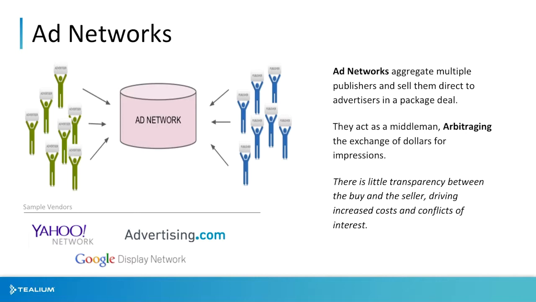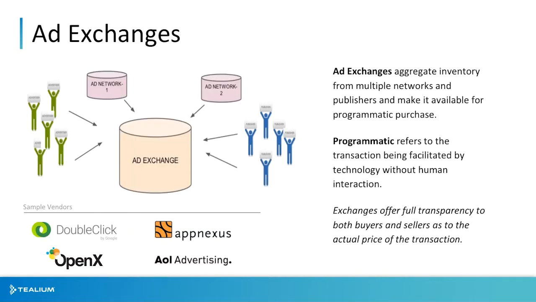Advertisers don't really know where their ad ends up on the publisher site. And we've heard the stories about that in the industry. It can cause a lot of conflicts when that happens. But at any rate, these ad networks act as an arbitraging middleman. They allow for the exchange of dollars for impressions. The advertisers pay their money through the ad network, and the publisher fulfills that creative on their site.